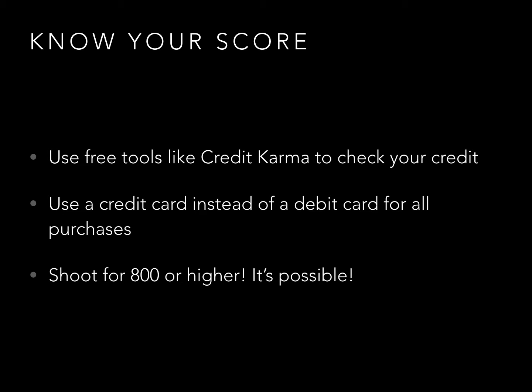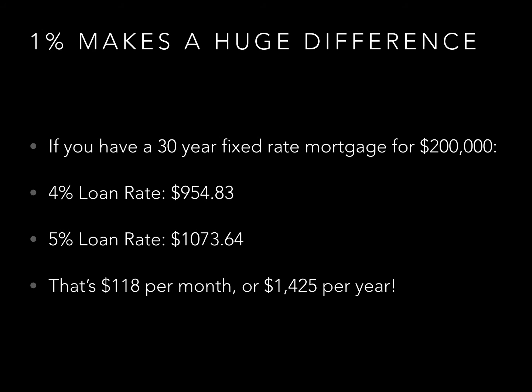If you use credit responsibly for a long period of time, you will naturally get a good credit score. And I just want to share with you how 1% makes a huge difference. If you have a bad credit score versus a good credit score, it could be a 1% difference in your mortgage interest rate. So if you get a 30-year fixed rate mortgage for $200,000, a 4% loan is a monthly payment of $954 per month.